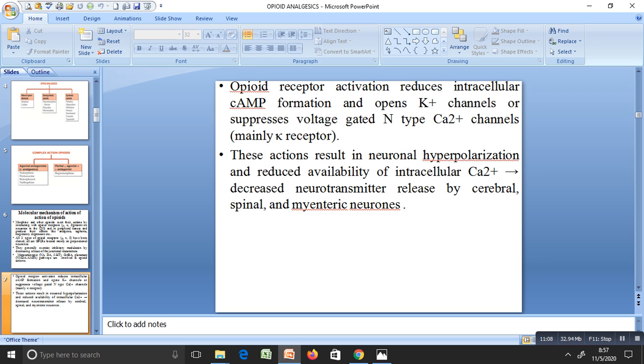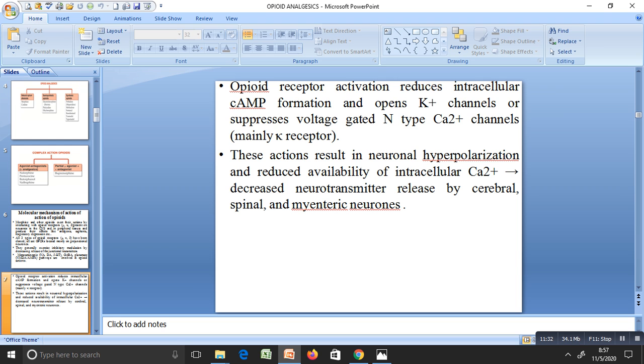Study this mechanism thoroughly. Simultaneously write notes also. Reduces cyclic AMP, opens potassium channel, suppresses N-type calcium channel. There will be neuronal hyperpolarization, reduced availability of intracellular calcium, decreased neurotransmitter release by cerebral, spinal, and myelinic neurons. Hope you're clear. Now we can study the diagram.